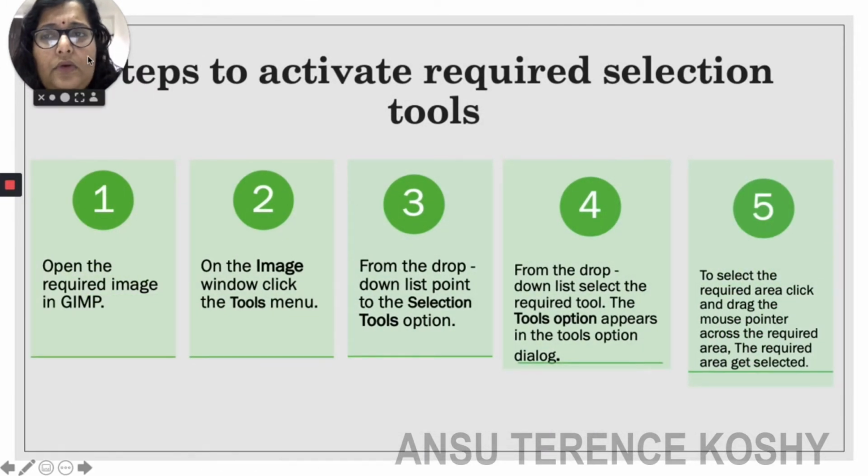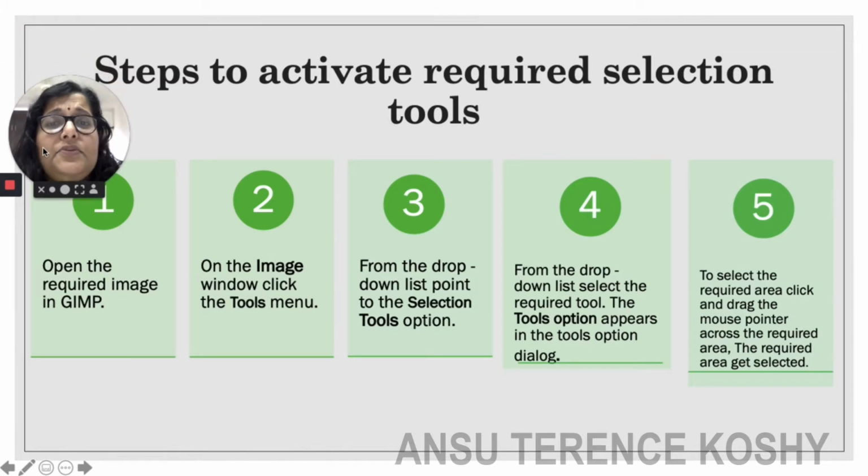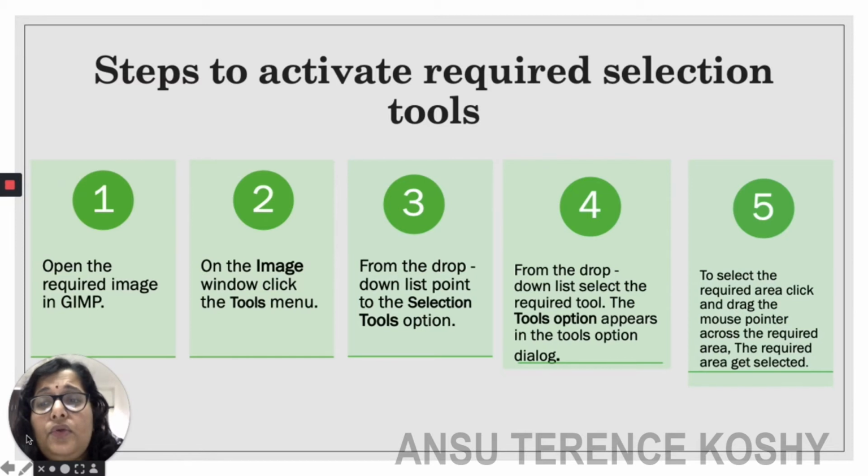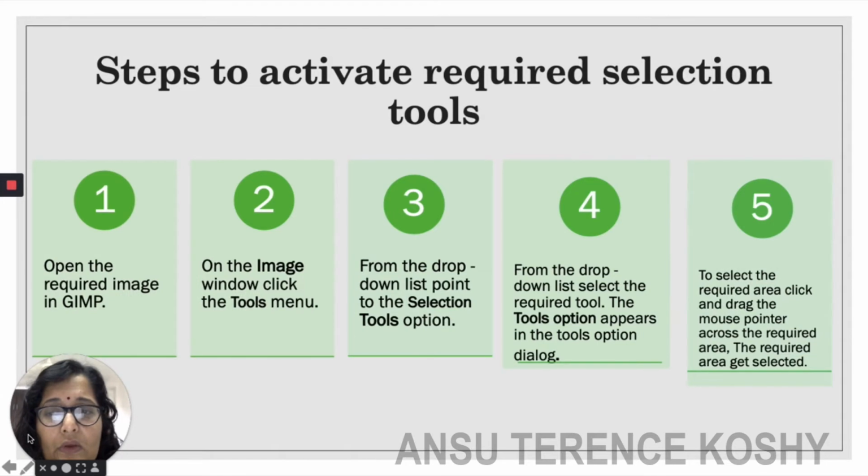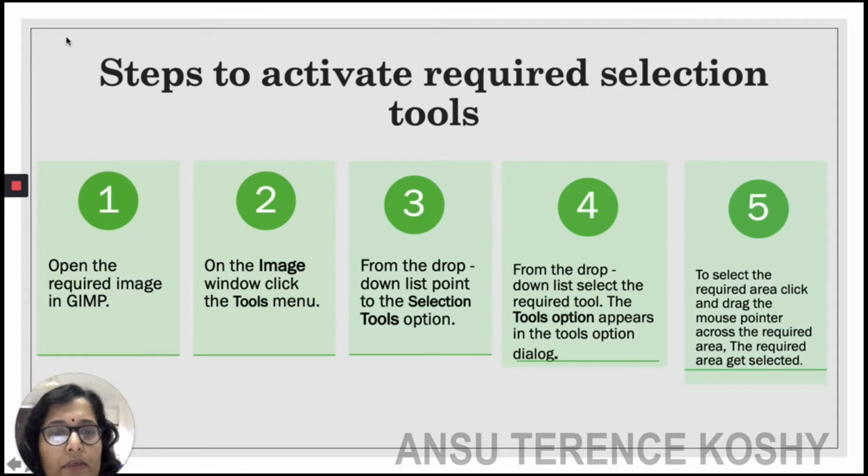Now, we need to talk about the steps to activate the required selection tools. The first thing is you need to open the required image in GIMP. That is, you have to first open your image in the GIMP image window space. On the image window, click the Tools option. Then you have to click on the Tools menu. From the drop-down list, select the required tool that you need.